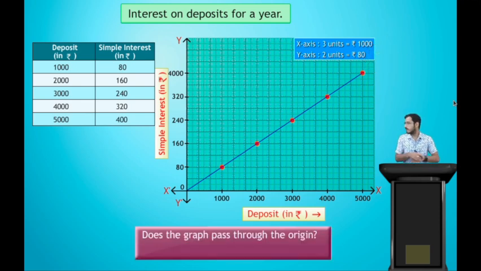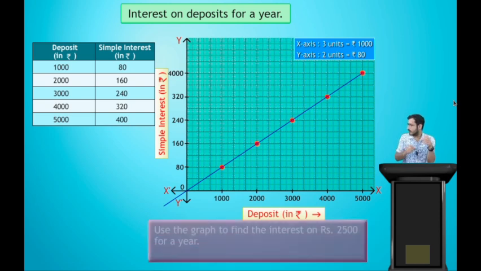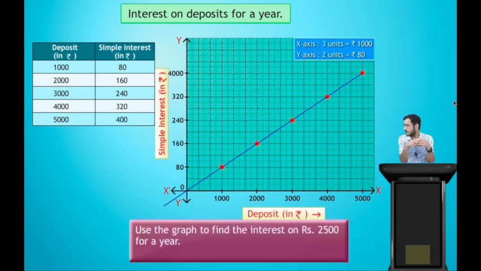Does the graph pass through the origin? Yes or no? Can you tell me? Does the graph pass through the origin? Yes, you can see, students, the origin (0, 0). So yes. And we have one more question: use the graph to find the interest on rupees 2500 for a year.